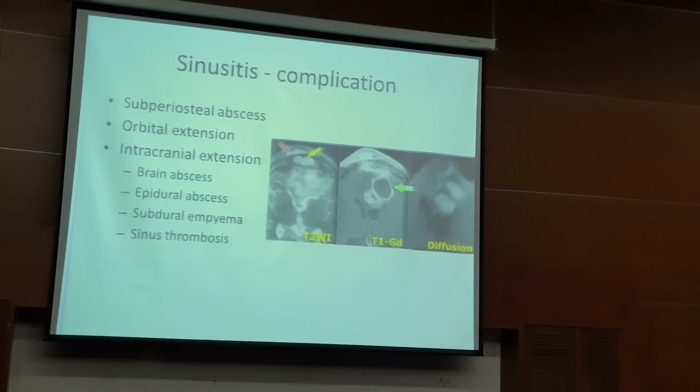You can see that on T2 weighted image, there is high signal intensity in the frontal sinus. And adjacent to it, you see another hyperintense signal with hypointense rim, with a lot of vasogenic edema in the brain parenchyma itself. And on contrast enhanced MRI post-gadolinium, you can see a ring-enhancing lesion within the brain parenchyma and the frontal sinus itself.